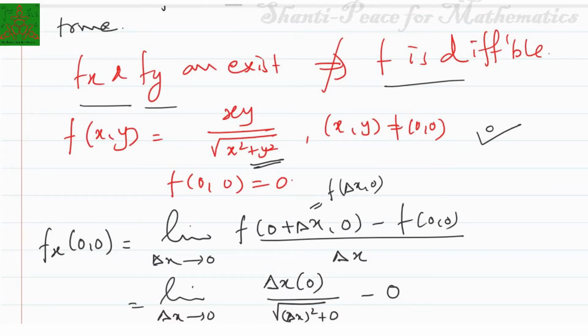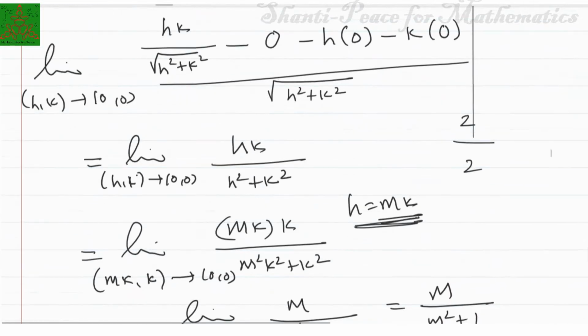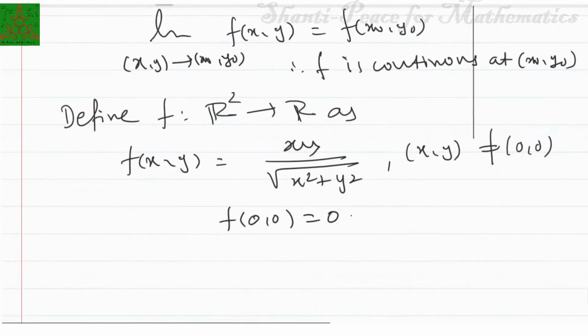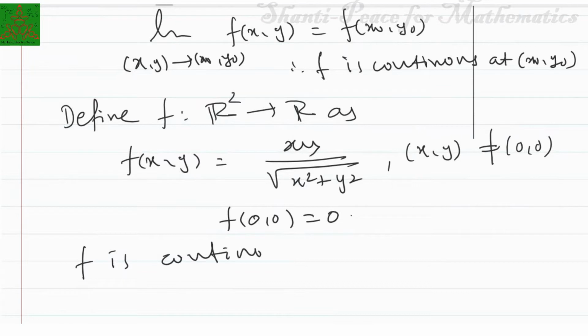In this we already calculated what is fx at 0, 0 and fy at 0, 0, and we already proved that this f is not differentiable. So with that note, I need to just prove that f is continuous. We already proved that f is not differentiable, so that means there is a function which is continuous but not differentiable. If I prove that it is continuous, this is the counterexample of the converse of the statement.